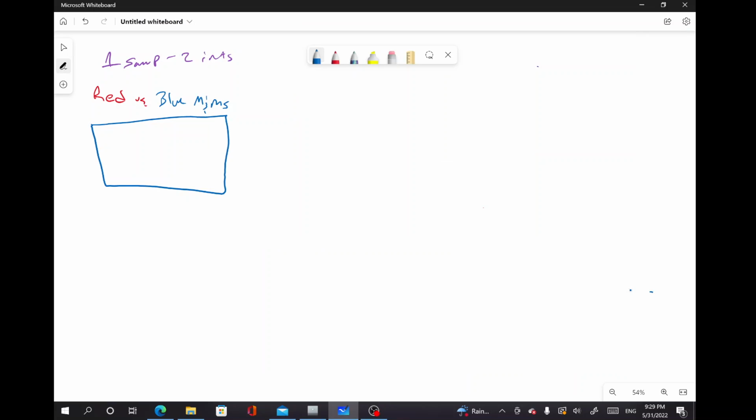Okay, so today we're just going to be talking about one sample z-intervals. So we're just going to start with a little example, red versus blue M&Ms. What we're trying to find is p, which is the proportion of blue M&Ms in the population.